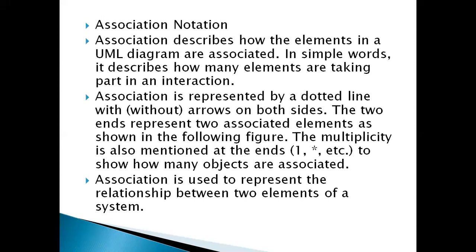Association. Association describes how the elements in the UML diagrams are associated. Associated means how they are connected. It describes how many elements are taking part in interaction. Association is represented by a dotted line, with or without arrows on both sides. The two ends represent two associated elements as shown in the following figure. The multiplicity is shown as 1 to many. 1 to star means 1 to many, to show how many objects are associated. Association is used to represent the relationship between two elements of a system.